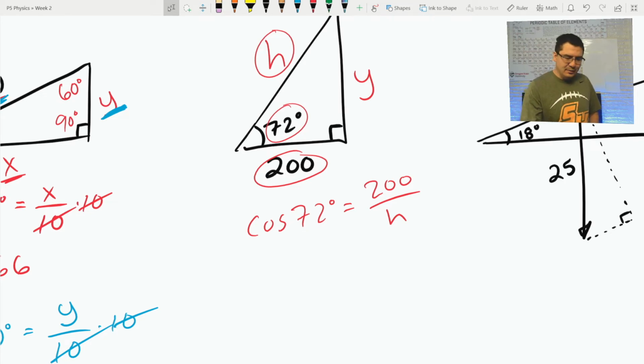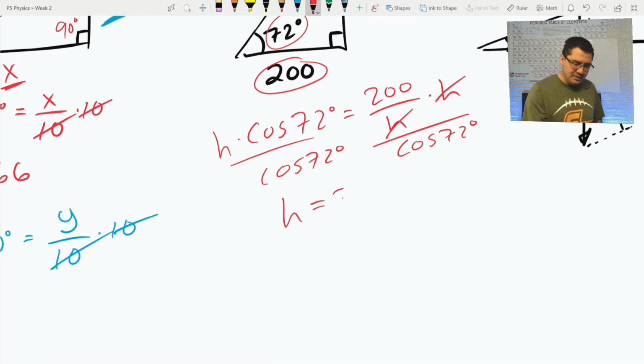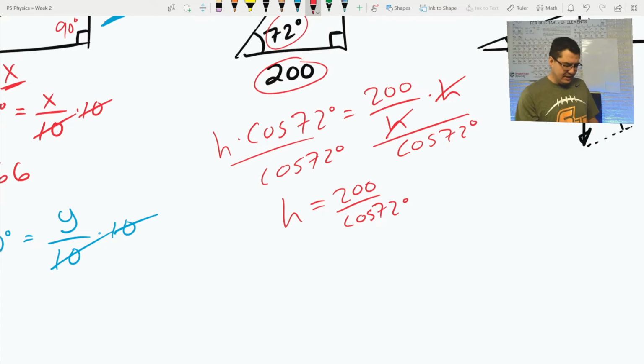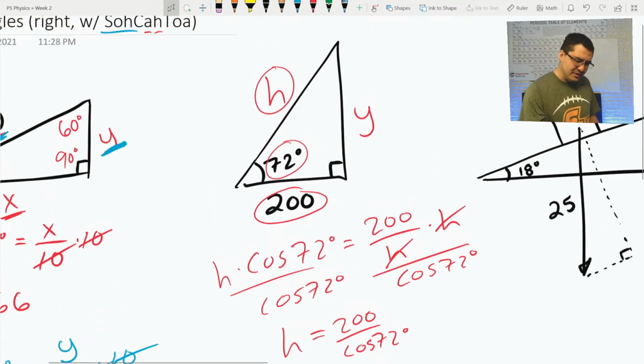So this is where the wheels fall off for a lot of you when you do algebra. Multiply by h, divide by the cosine of 72. We get h equals 200 over the cosine of 72. So I can type it in. 200 divided by cosine 72 degrees comes out to 647. Okay, and that's a side, so h is 647.